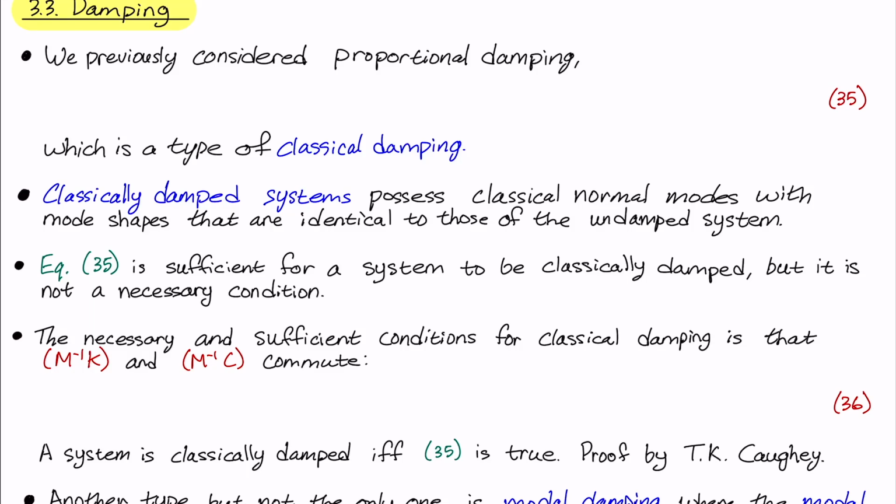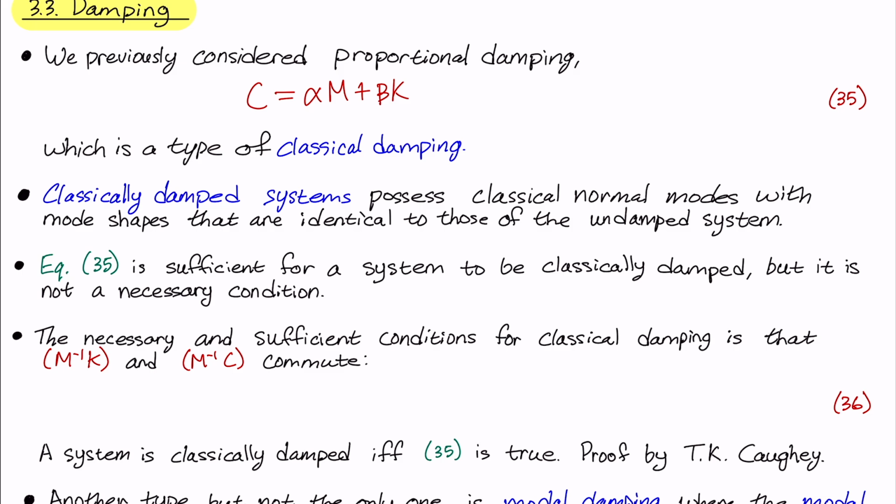Right, so we previously covered proportional damping. That was where we expanded the damping matrix into something like alpha M plus beta K, where alpha and beta are just constants here, meaning that the damping matrix is proportional to the mass and the stiffness matrix. And this is what we'll say is a type of classical damping. It's also known as Rayleigh damping, and it's a common approach for modeling damping.